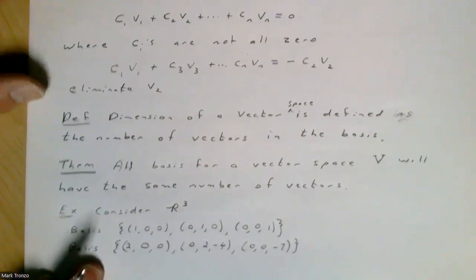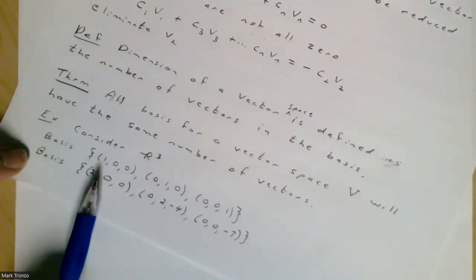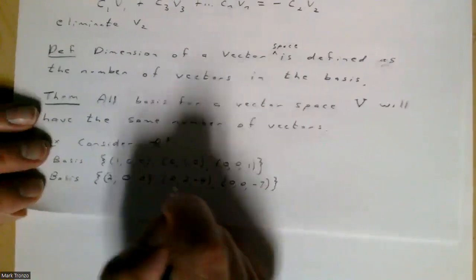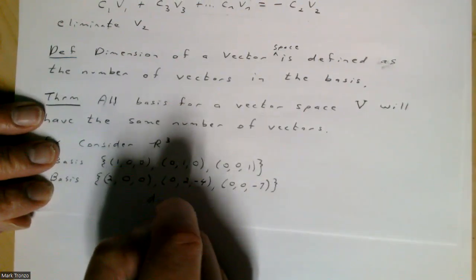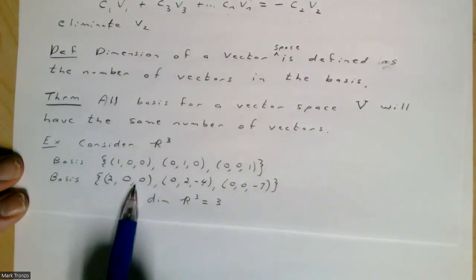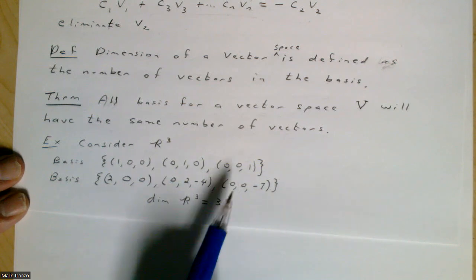Based on this, you could go one step further. Again, for R3, as I mentioned before, based on the definition, the dimension of R3 is going to be 3. Let me just note that here. The dimension of R3 is going to be 3 because we have 3 vectors in the basis set. And again, we'll prove this later on.